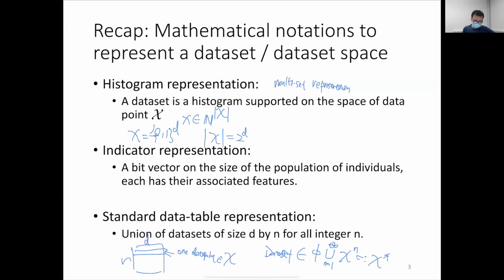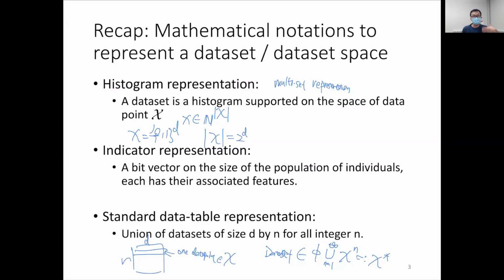So this representation is more or less equivalent to the standard data table representation with unspecified size, except that in the standard data table, sometimes the ordering matters, in which data point appears first and which appears second. But in the histogram representation, everything is equivalent, and there's no notion of ordering. So it supports all the algorithms that are so-called permutationally invariant to the data set. If you shuffle the data set and then apply that algorithm, it gives you the same thing or same distribution. Then for those algorithms, the histogram representation and the standard data table representation are the same.